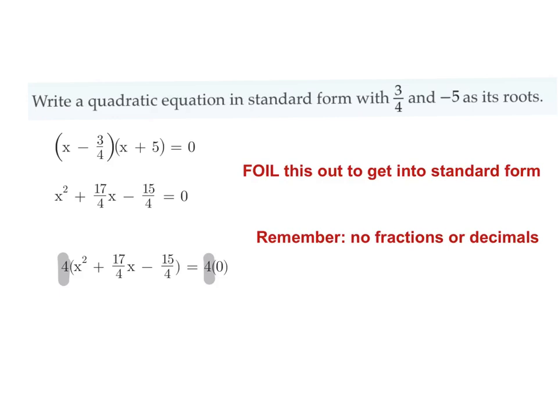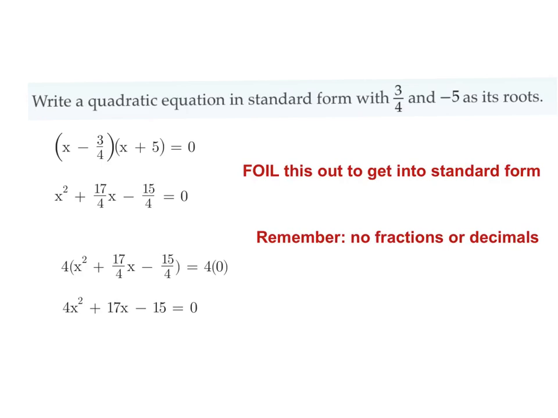So that means I'm distributing. Obviously, the right-hand side is still 0. 4 times 0 is 0. So, what I should get, 4x squared plus 17x minus 15 equals 0. That is a quadratic equation in standard form that has roots 3/4 and negative 5.